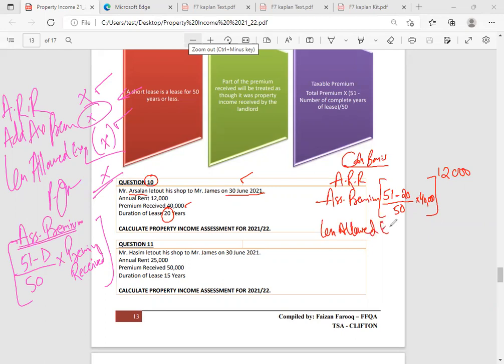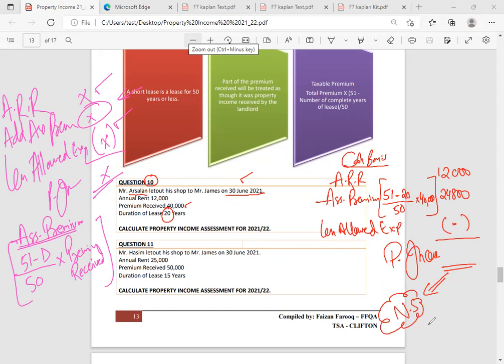24,800. There are no allowed expenses, and there are no other properties, no losses, nothing. So this is the property income and it will go under the heading of non-savings in our computation of tax format. What is the answer?